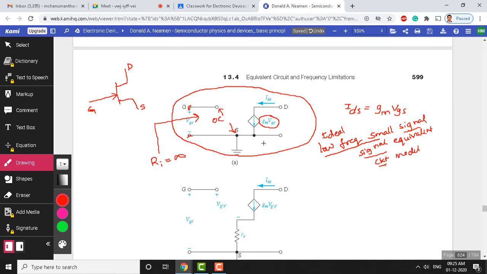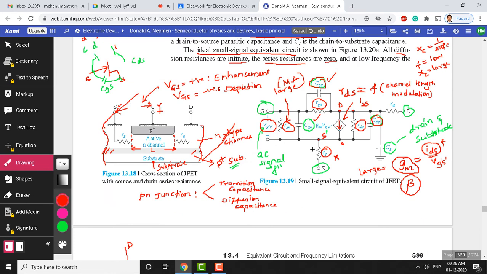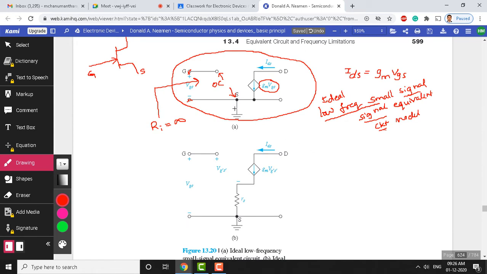Now you can see, as I told you, we used RS as an optional element. Let us see the inclusion of RS here, between the source and the ground. RS is nothing but a series resistance between the source and ground. Let us see the effect of that on the model.